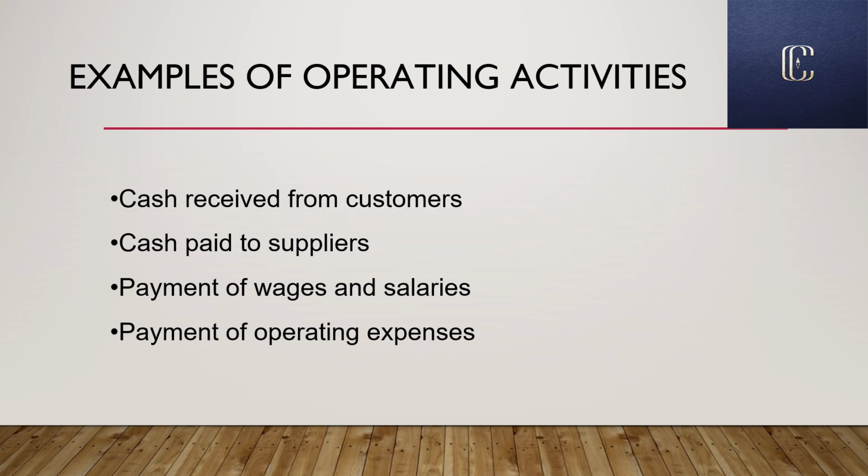Fourth one is the payment of operating expenses. Operating expenses are regular expenses needed to run the business. For example, rent, electricity bill, water bill, internet charges, telephone bill, office expenses, advertising expenses. All these are paid for daily functioning of the business. So, they come under operating activities.